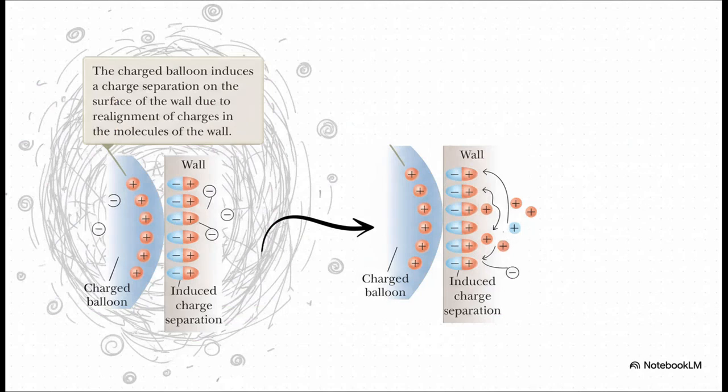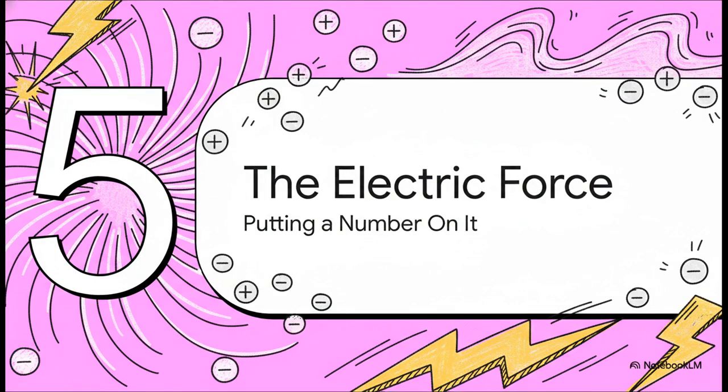And that is exactly what's happening with our balloon. The wall is an insulator, remember, so its charges can't really leave. But when that negatively charged balloon gets close, it pushes the negative parts of the wall's molecules away and attracts the positive parts. This creates a temporary little patch of positive charge right there on the wall surface. And since opposites attract, the balloon sticks. Mystery solved. So we know how it all works, but that just opens the door to an even bigger question.